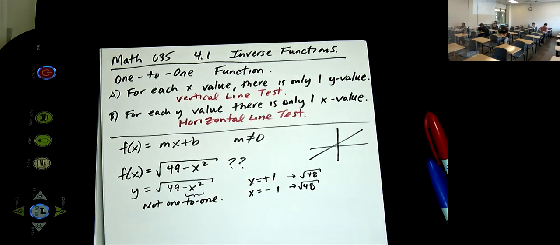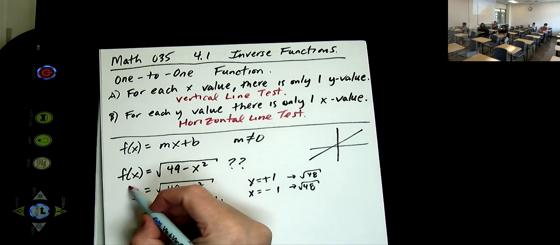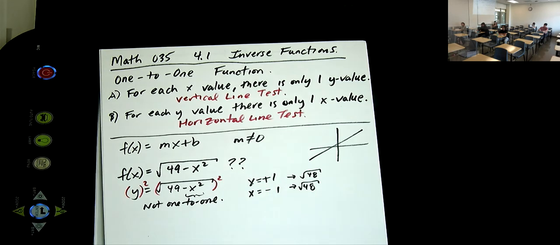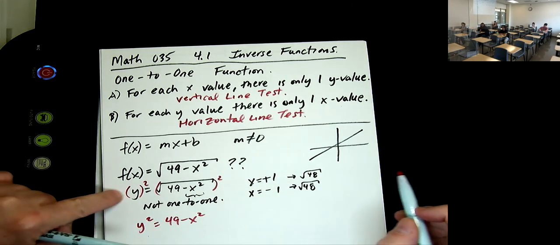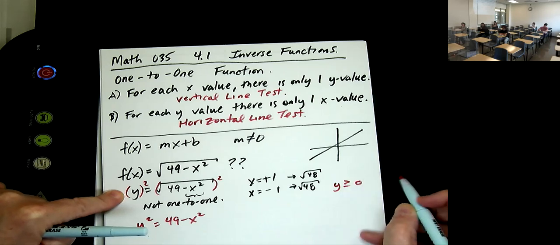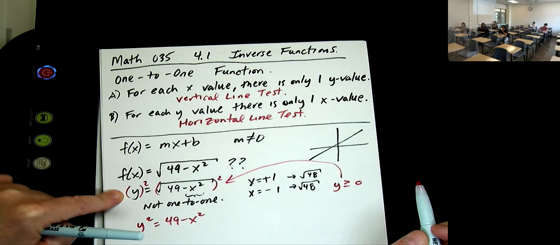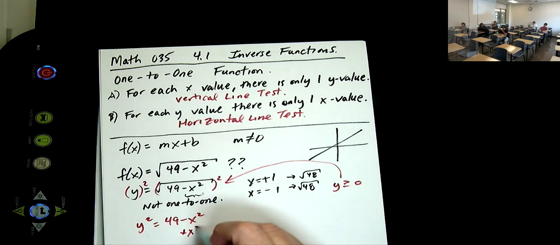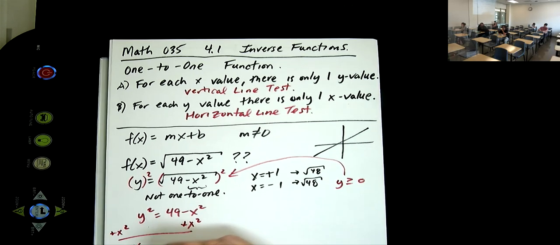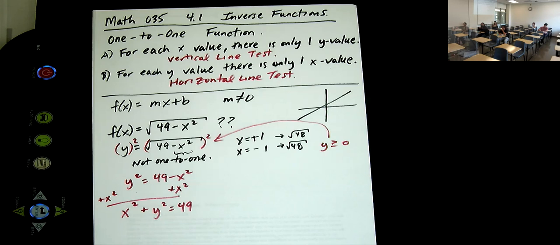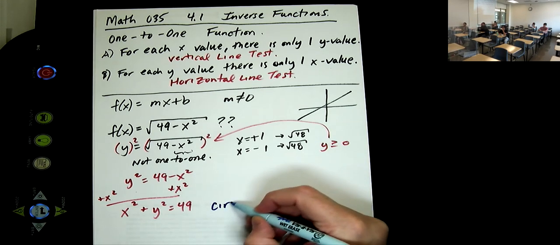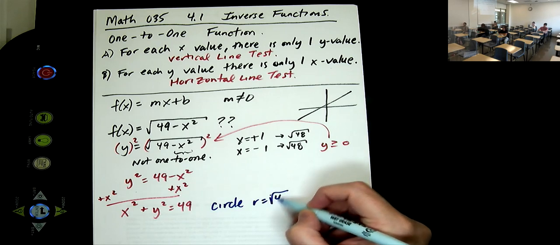If you're not sure how to go about graphing that, I think putting in the y helps, because then I could square both sides. And I get y squared equals 49 minus x squared. Note that y was always greater than 0 in the original, and so that has to stay true. If I add x squared to both sides, what do I get? What is this an equation of? Haven't we done this? It's a circle. This is a circle with radius r equals the square root of 49, which is 7.